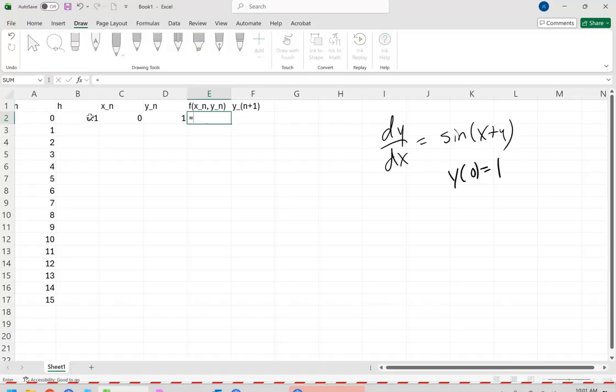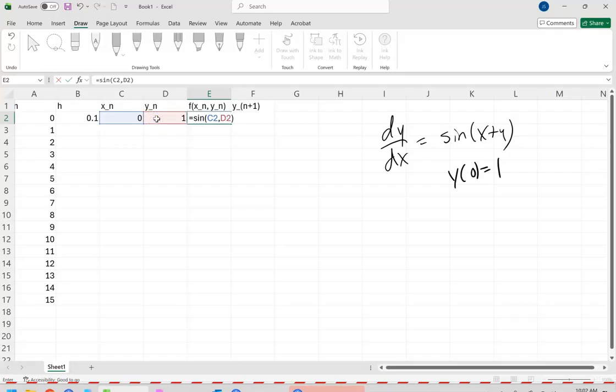This is the beauty of Excel. I'm going to have to type in one thing, and then I'll do copy and paste, and it'll fill in everything else for us. So this is what the derivative at that point should be. The derivative is supposed to be sine of x naught, y naught.